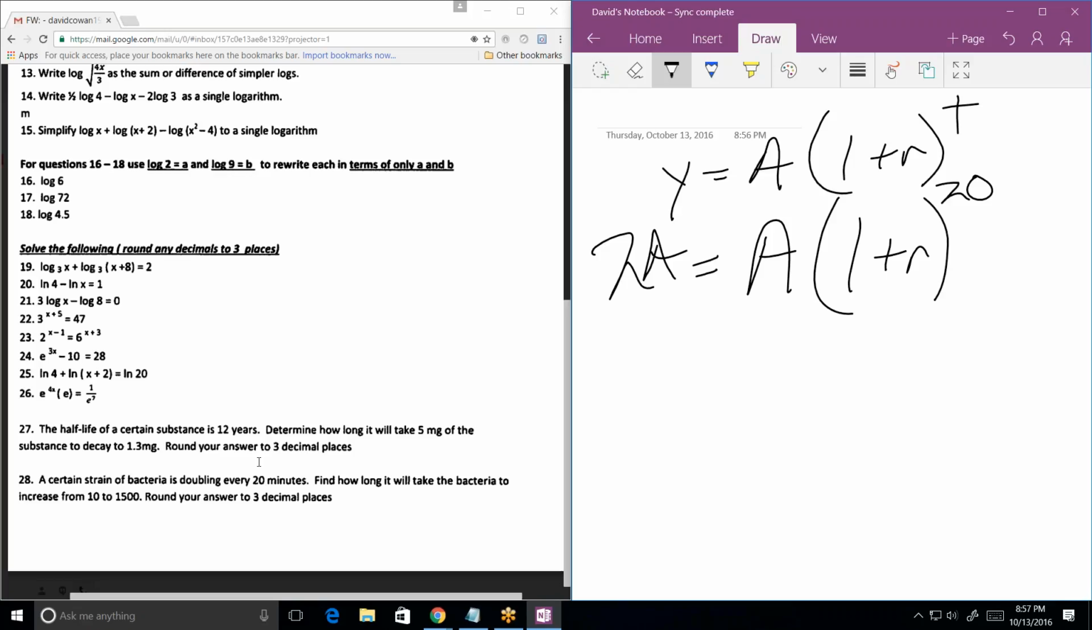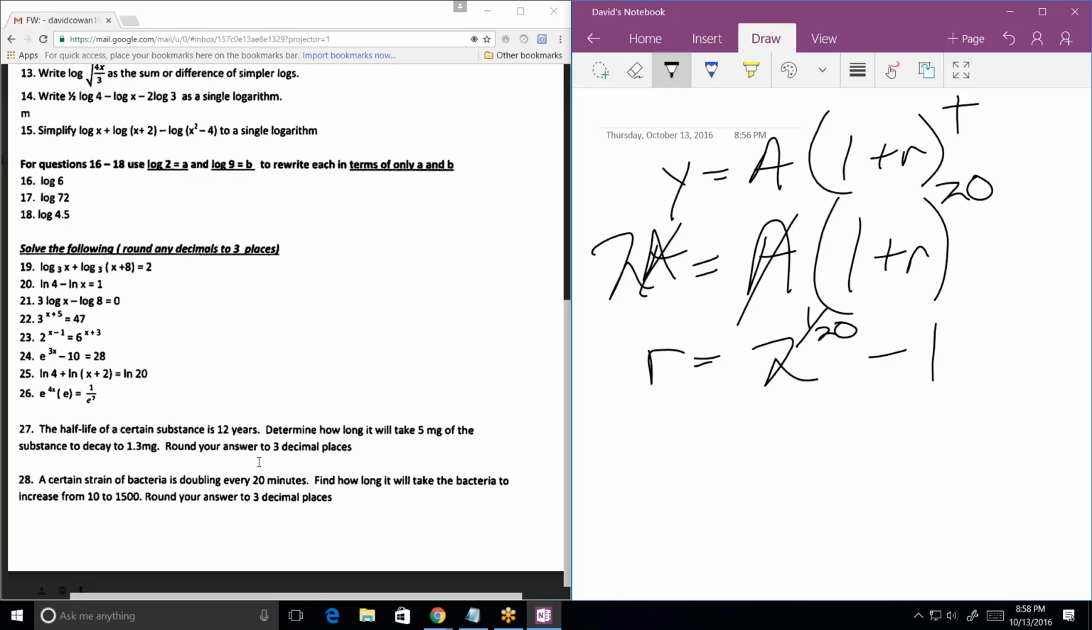And then what always happens here is the a's cancel. And now you're left with an equation that only has one variable. With me? Yeah. Again, we're going to do it exactly the same way. We're going to take the 20th root and subtract 1. So we get r equals 2 to the 1/20th minus 1. That's what r is equal to.